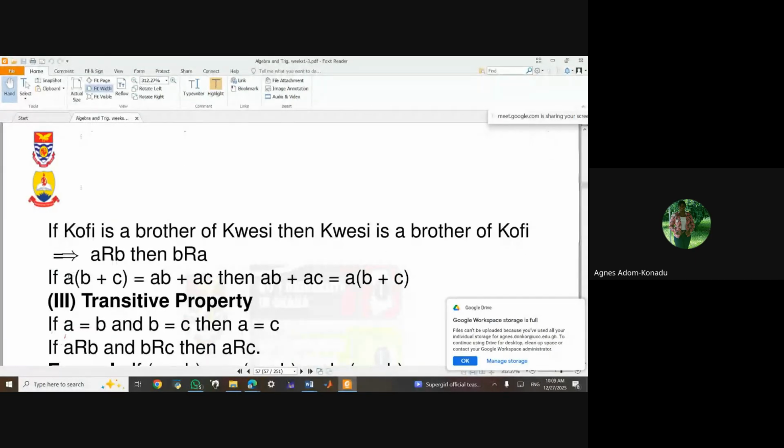So if A into bracket B plus C is equal to AB plus AC, then it means that AB plus AC is equal to A into bracket B plus C. And this is the symmetric property.